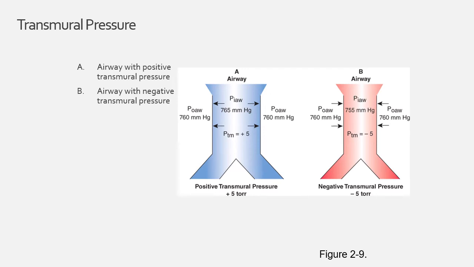In picture B, we have a negative transmural pressure. A negative transmural pressure is said to exist when the pressure is greater on the outside of the airway than on the inside of the airway. For example, you can see in airway B, the pressure inside the airway is 755. The pressure on the outside of the airway is 760. 755 minus 760 is a negative 5 millimeters of mercury, or a negative transmural pressure.